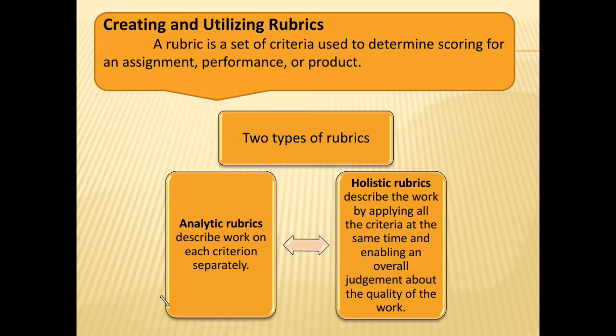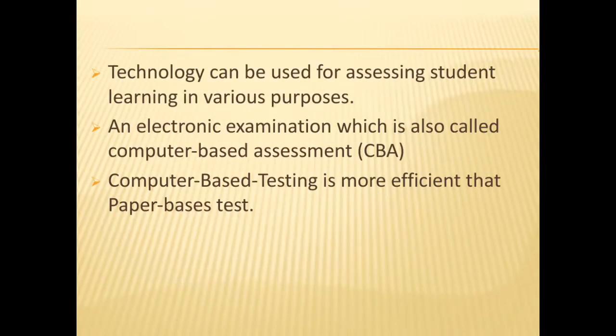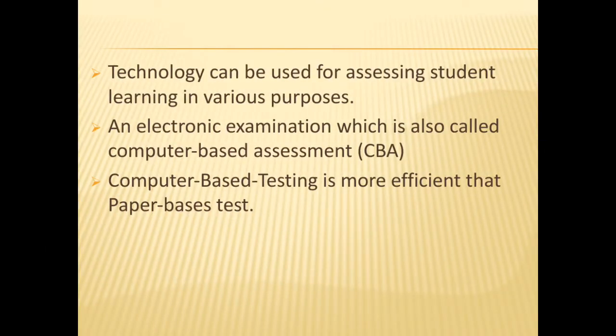When we say holistic rubrics, they describe the work by applying all the criteria at the same time, enabling an overall judgment about the quality of work. It utilizes holistic rating for products or behavior, and the performance descriptions are written in paragraphs, usually full sentences. Technology can be used for assessing students' learning for various purposes.